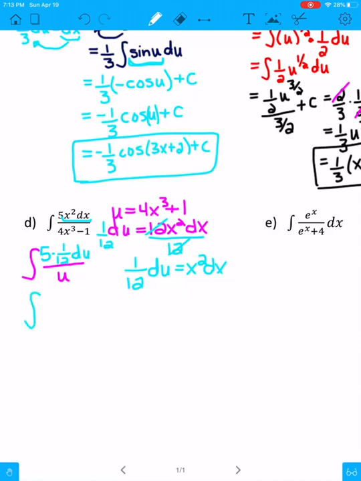So I actually get 5 over 12 du over u. Right? So that's the same as saying 5 over 12 times 1 over u du. Right? You can bring the 5 over 12 out. 1 over u du.